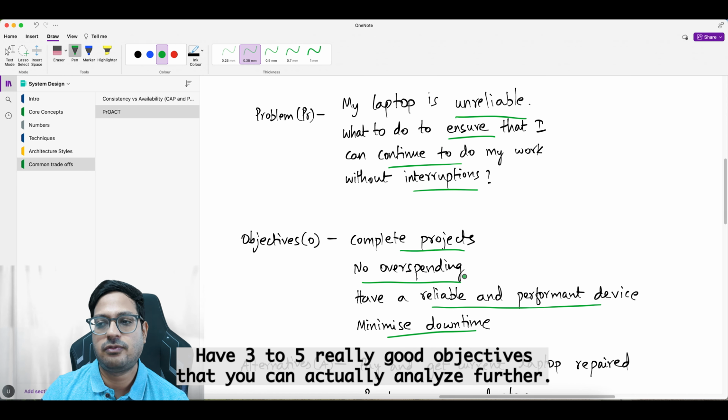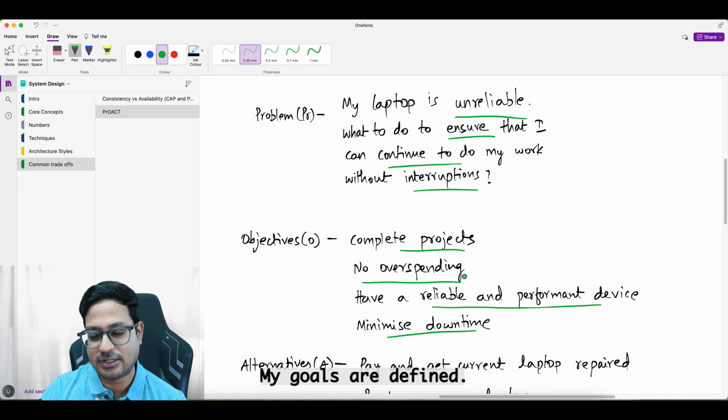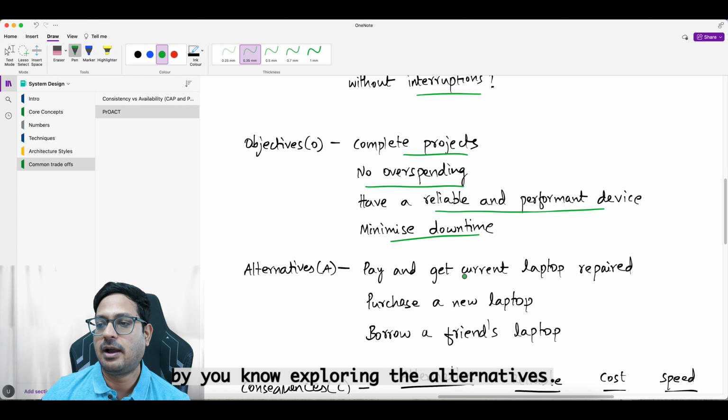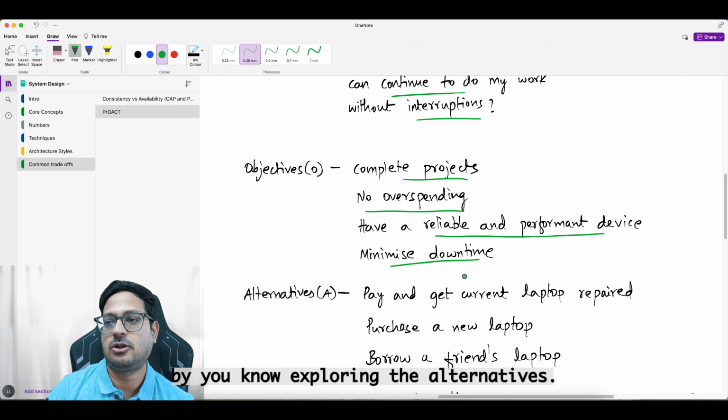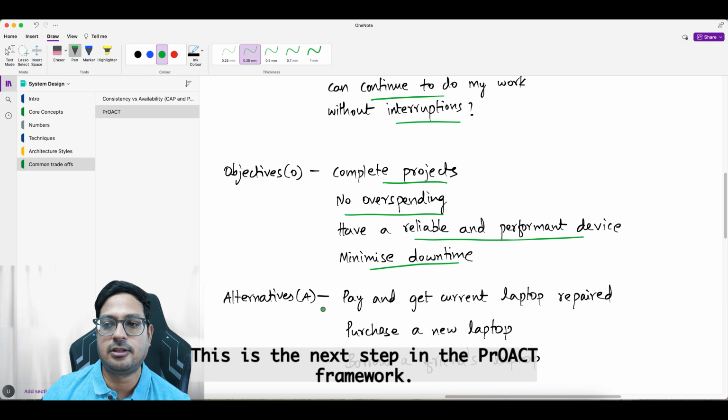Have 3 to 5 really good objectives that you can actually analyze further, right? So the problem statement is defined, my goals are defined, and now let's see how I achieve these goals by exploring the alternatives. So these are my alternatives. This is the next step in the PrOACT framework.